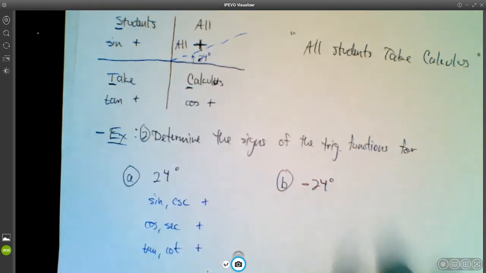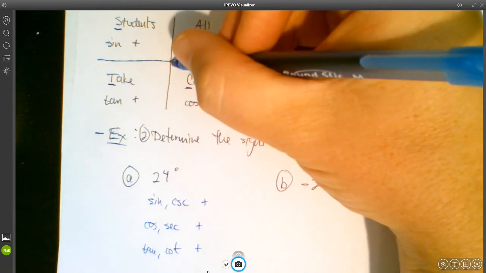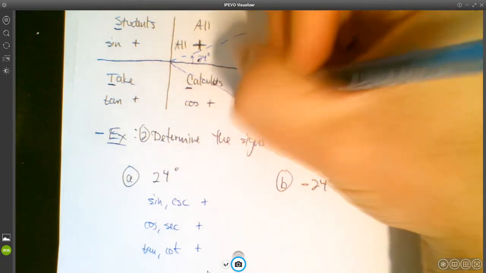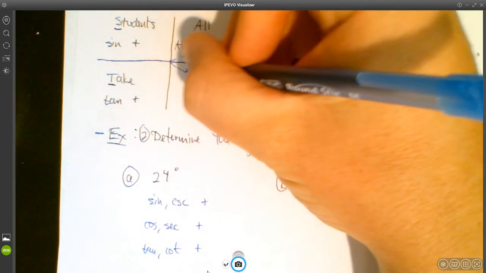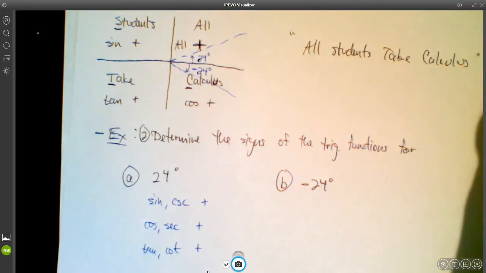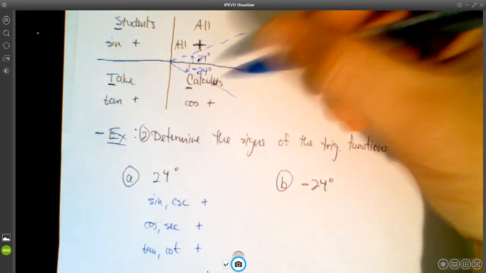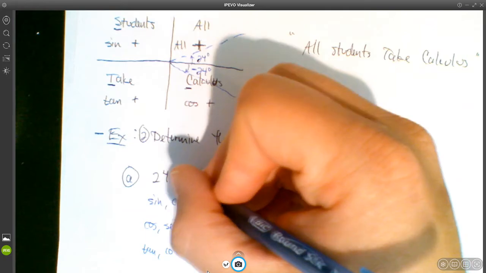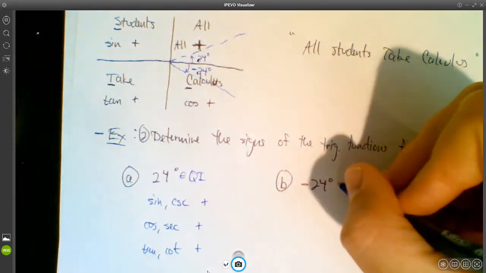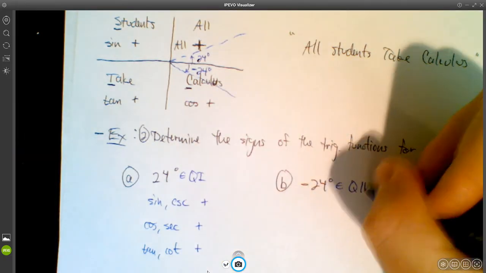So with negative 24 degrees, that's going to put us here, right? So there's negative 24 degrees. So we're in quadrant 4, right? 24 degrees was in quadrant 1. Negative 24 degrees is in quadrant 4.